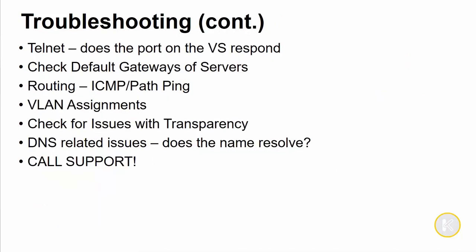Some more on troubleshooting when trying to resolve publishing issues. Always confirm the virtual services are responding to a telnet on the configured port. Default gateways on the server should be the LoadMaster when transparency is turned on. Look at routing issues due to non-local real servers being used in publishing an application. VLAN assignment and DNS related issues. Kemp support is always available to help customers resolve any type of issues that may come up in the application delivery environment.